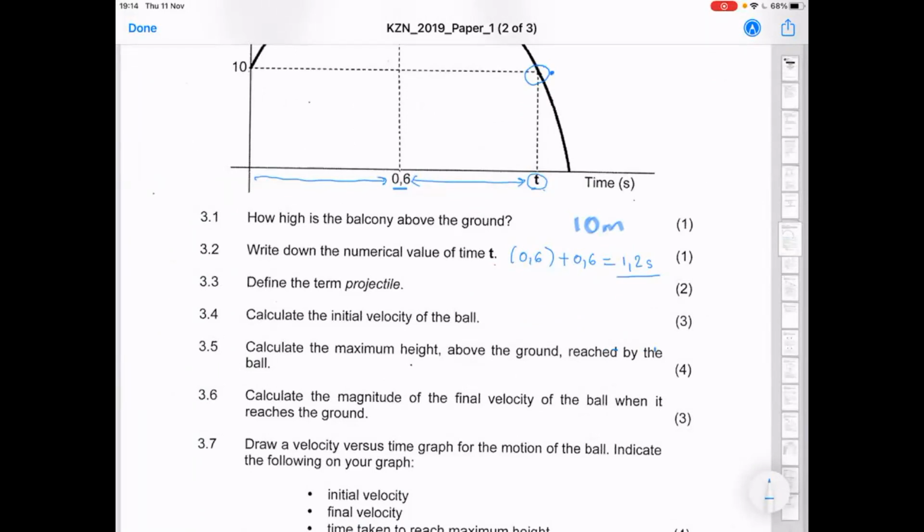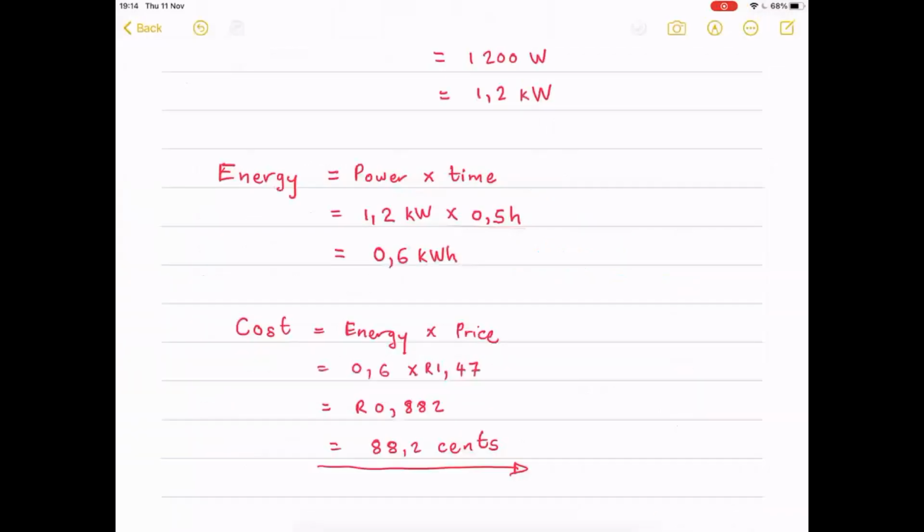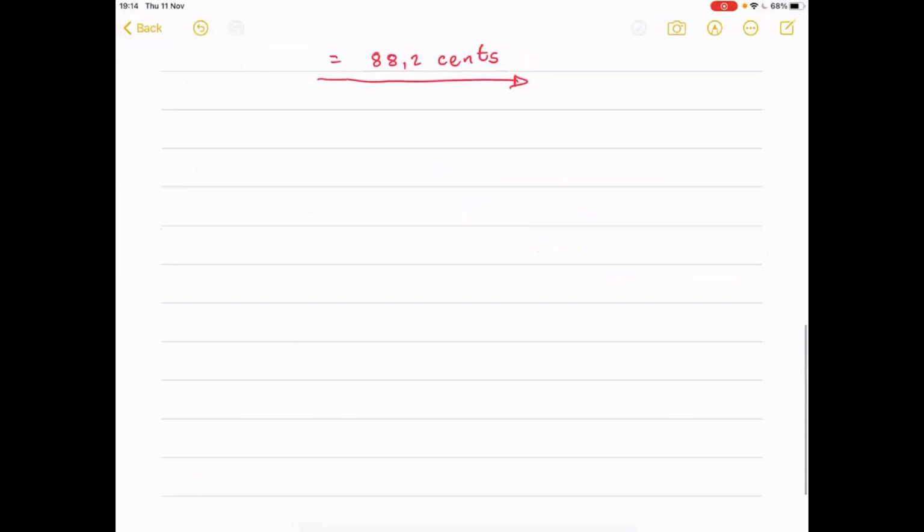Thank you. Pleasure. Okay, so now we are on to 3.4. Calculate the initial velocity of the ball. Okay, so let's do that. We'll continue here.